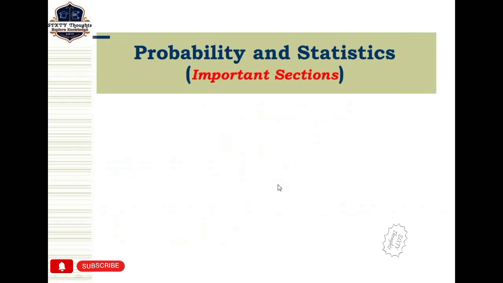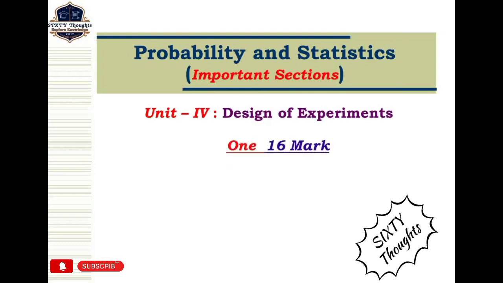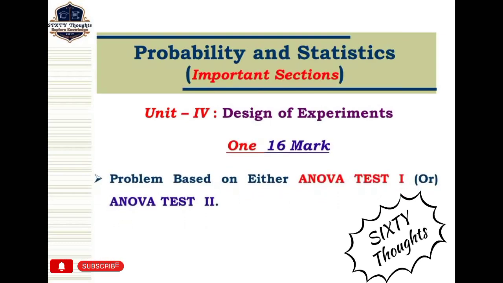Coming to unit 4. Unit 4 name is design of experiments, right? In this section we will expect a direct 16 marks. You prepare only ANOVA 1 and ANOVA 2, which means problems based on either ANOVA 1 or ANOVA 2.